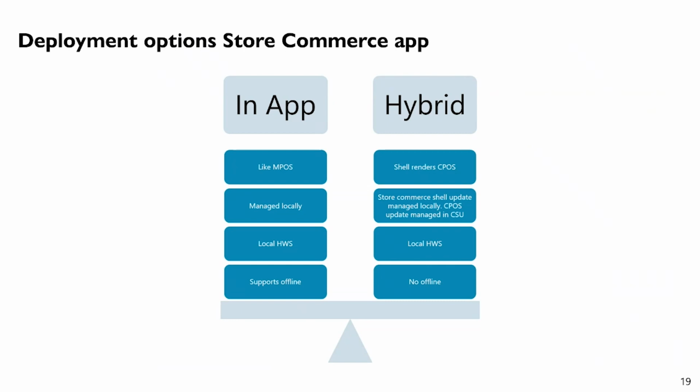In the hybrid mode, to update Store Commerce, just update the CSU. Store Commerce automatically receives the update, and because these updates are centrally managed in the CSU, all the devices are updated accordingly. The Store Commerce application shell still must be updated separately by using the installer. Hybrid app also supports the local hardware station.